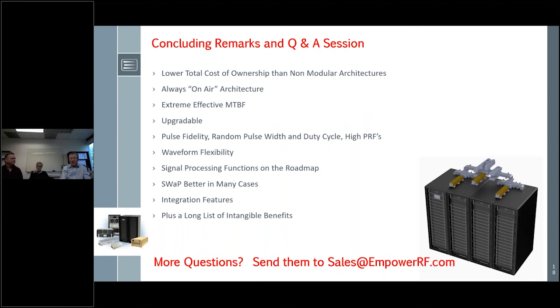But if it's a bigger aircraft, if it's shipboard, if it's land-based, if it's in a tactical trailer, those are all areas where we're having a lot of success with insertion of solid state and replacing a lot of legacy tube stuff.